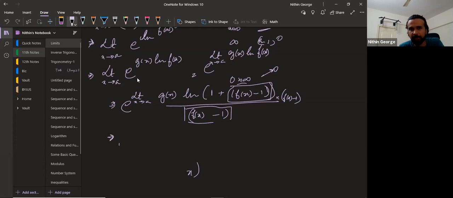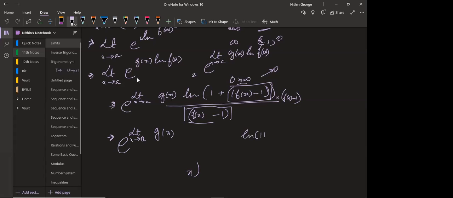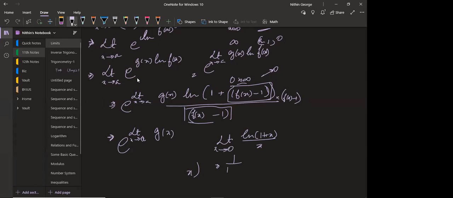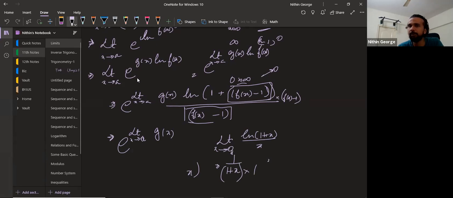Okay, and we already learned that ln of (1 plus x) divided by x, limit x tends to 0, comes out to 1. What does this come out to? 1. You can apply L'Hopital directly. We already know the formula. 1 by 1 plus x in the numerator and 1 is the denominator, and you put x tends to 0 here, you get 1. All right. So this quantity becomes 1 here. So g of x into f of x minus 1.